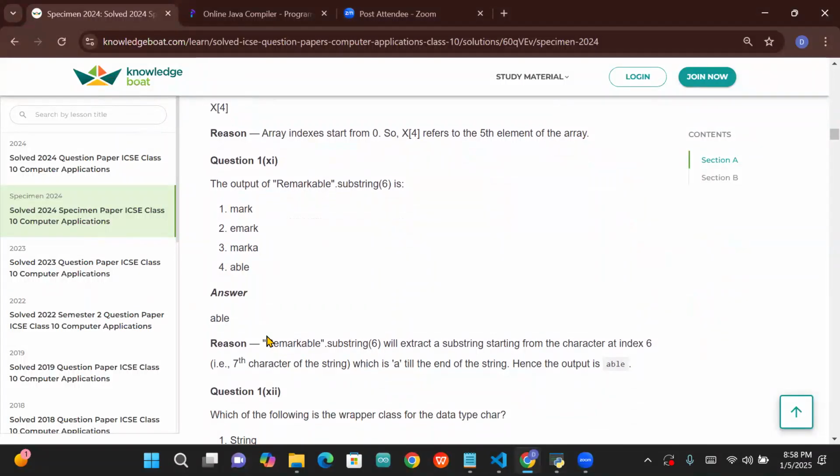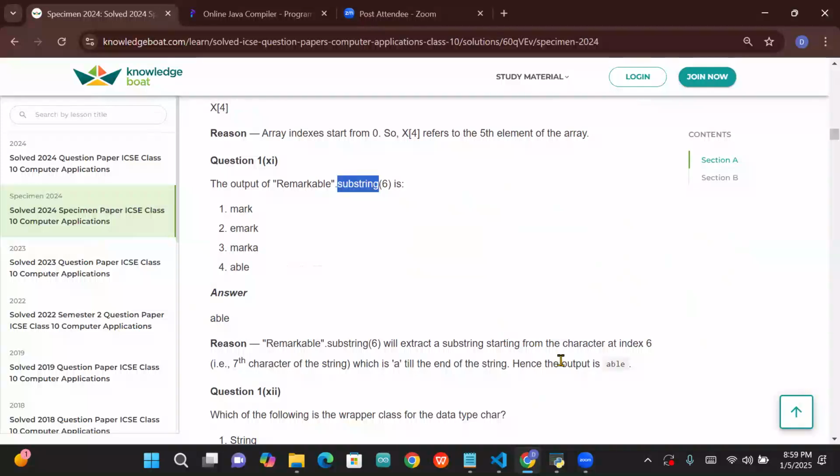Okay. Again, one more thing. For sure, I'm giving you a 100% guarantee, they will ask you one question based on substring. Open all the last year papers. You will see that they have asked a question based on the substring.